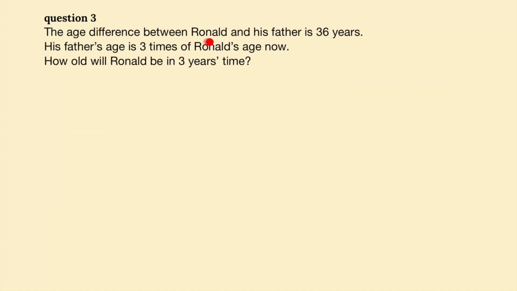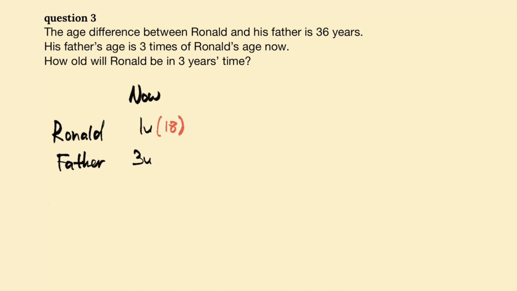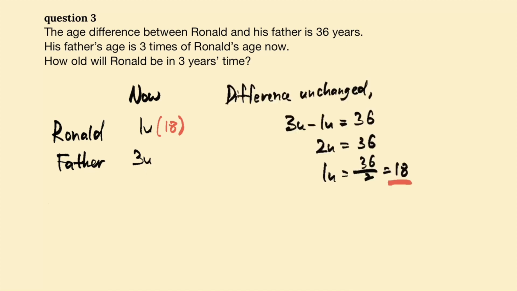The age difference between Ronald and his father is 36 years. His father's age is 3 times of Ronald's age right now. So it's 3U and 1U for the father and Ronald right now, yeah? So that means since the difference is unchanged, that means the difference here, 2 units, will always be 36. So 2U is 36, 1U therefore is 18. So we know that Ronald now is 18. And in 3 years' time, we will just add 3 to it.